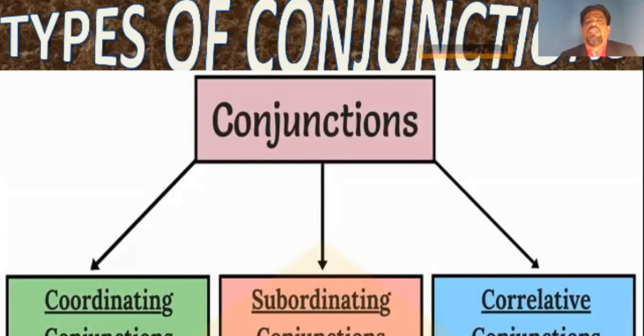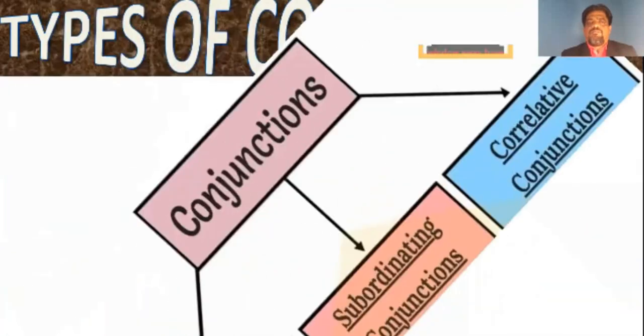There are basically three most important types of conjunctions. The first one is coordinating conjunction, the second one is subordinating conjunction, and the third one is correlative conjunction. So coordinating conjunction and correlative conjunction, and then there is subordinating conjunction. That way also we could understand. So let us move further with the types of conjunction we have.